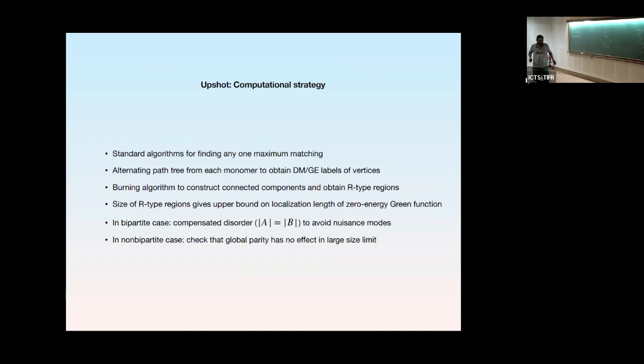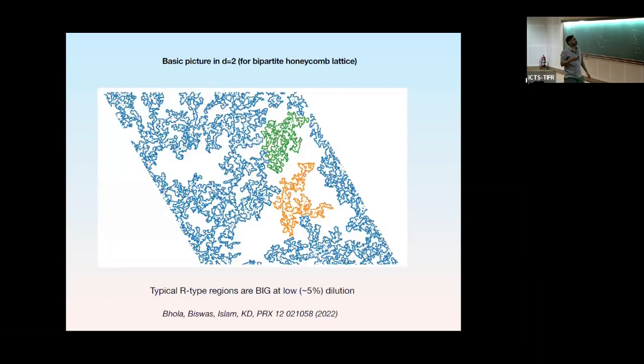After this, there's a lot of grunt work. We have to do the numerics. So we find one maximum matching, put these labels, use some simple burning algorithm to construct these regions, and then look at their size distribution. This is what we've been playing around with for some time now. And let me tell you what we find. Three minutes. Oh, that's great. Okay, very good. I'm almost done. Now I have to just show you some pictures and tell you what happens.